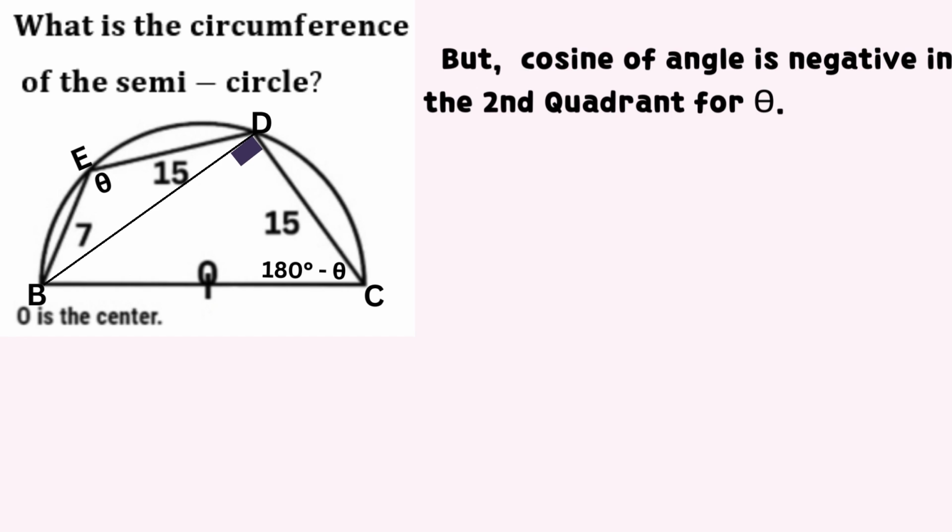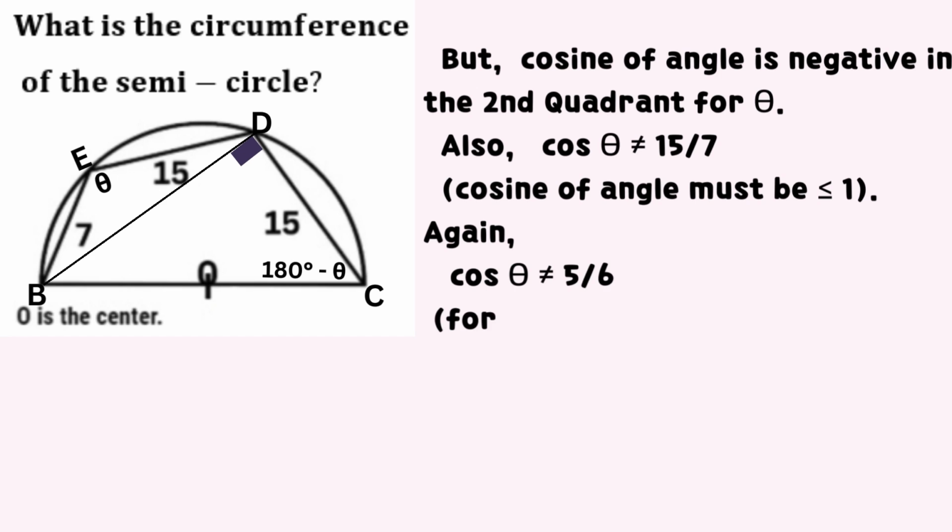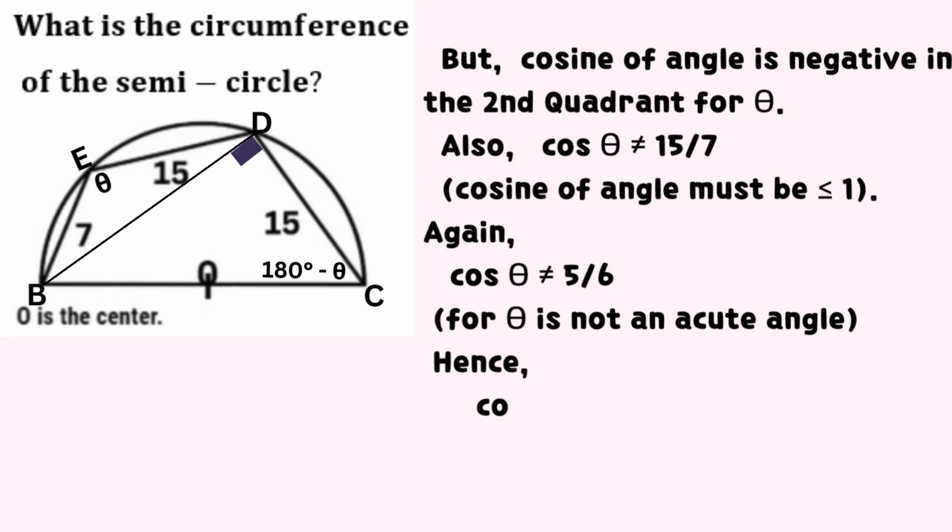But the cosine of the angle is negative in the second quadrant for theta. Also, cosine theta is not equal to 15 divided by 7, because the cosine of an angle must be less than or equal to 1. Again, cosine theta is not equal to 5 divided by 6. In this case, theta is not an acute angle. Hence, cosine theta equals -3 divided by 5. We call it equation 2.